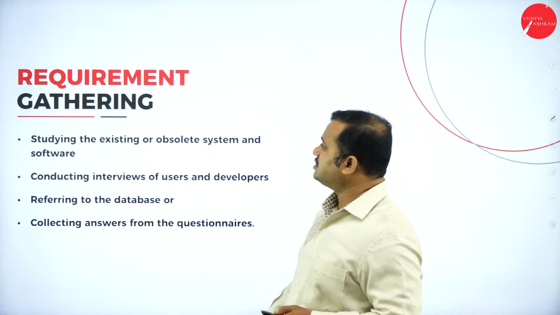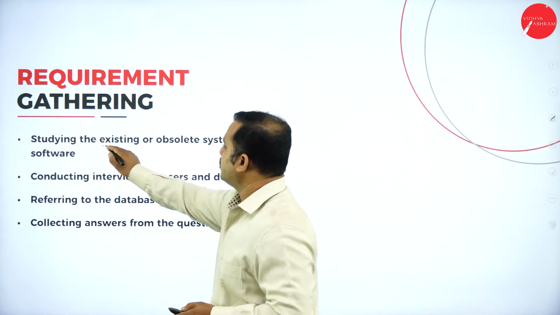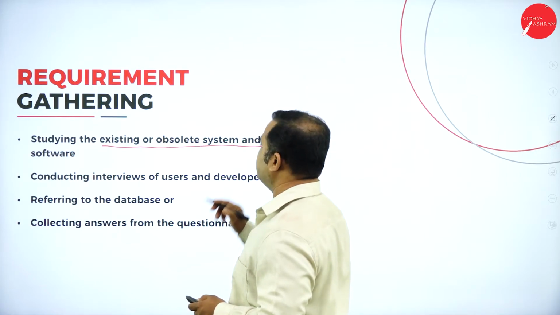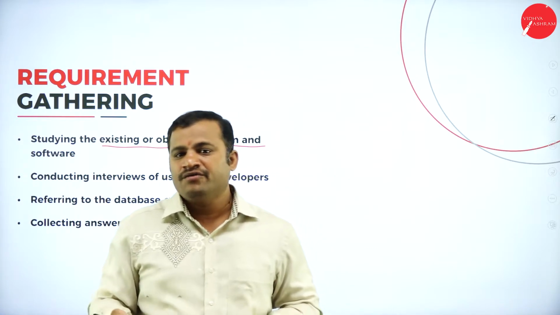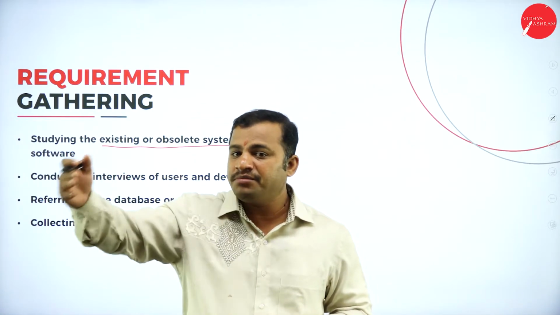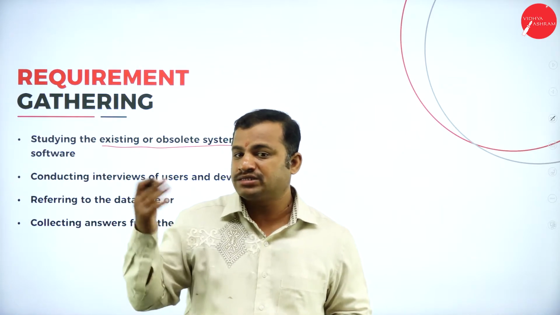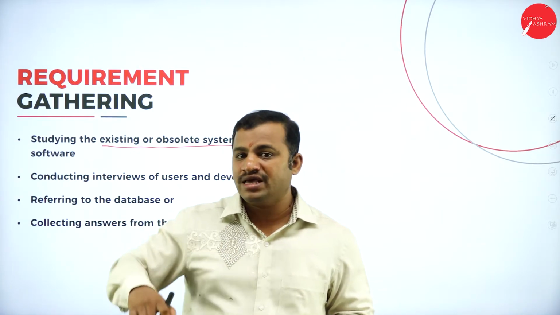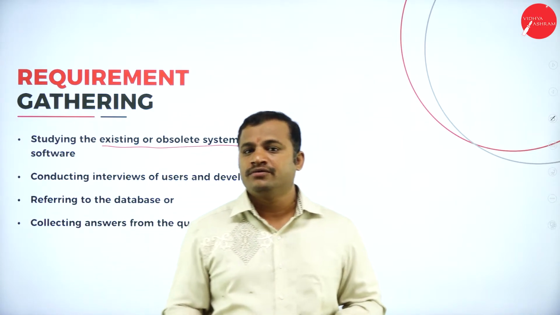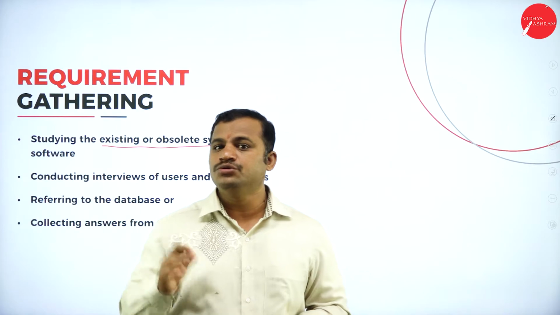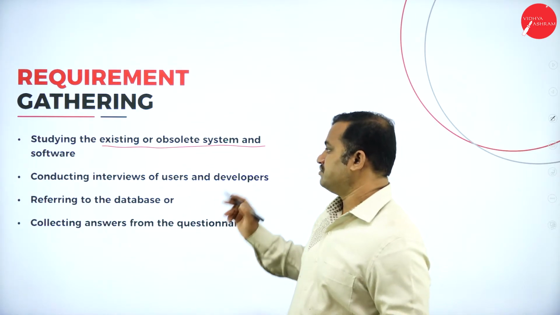If you look at requirements gathering, it includes studying the existing or obsolete system and software. That is, suppose there is any other software similar to the requirements of a client already in use, they will search for that. And if there is any software which is obsolete, that means it is not working and not in use at all, that is called an obsolete software system.